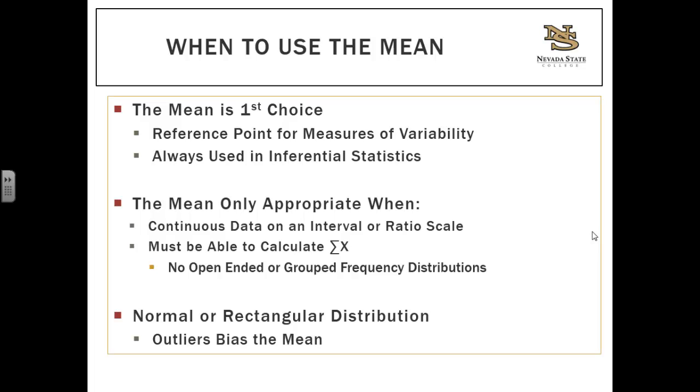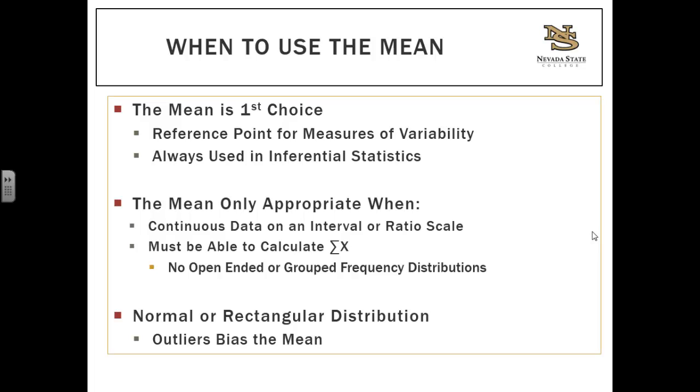The mean is only appropriate when you have continuous data that's on an interval or ratio scale. Remember, with continuous data, you can have any incremental values in between whole numbers. And with an interval or ratio scale, not only do you know the direction of differences, but you know the magnitude. So you not only know that a score is higher, but you know how much higher it is than the other score. And you must be able to calculate the sum of x.